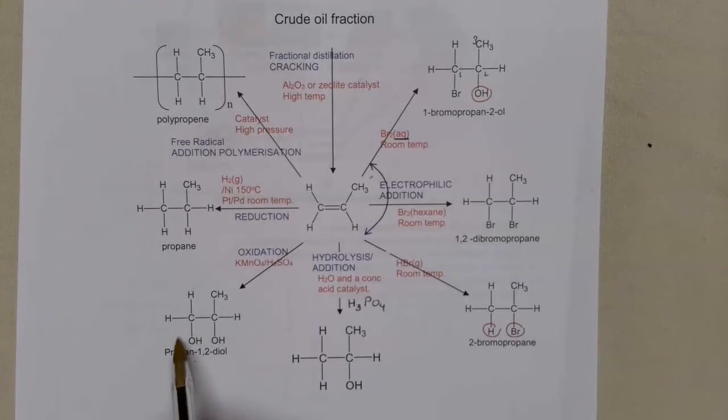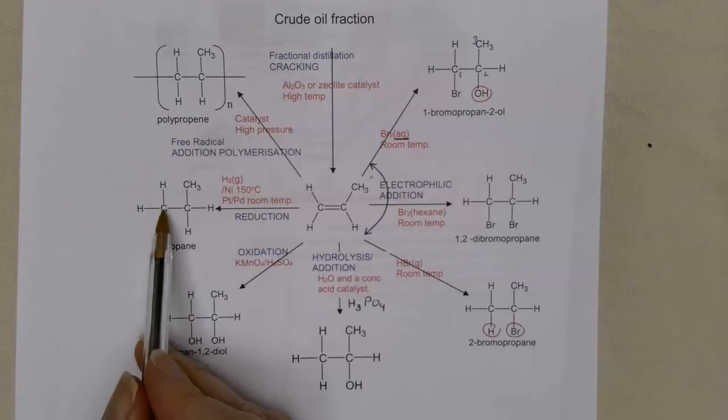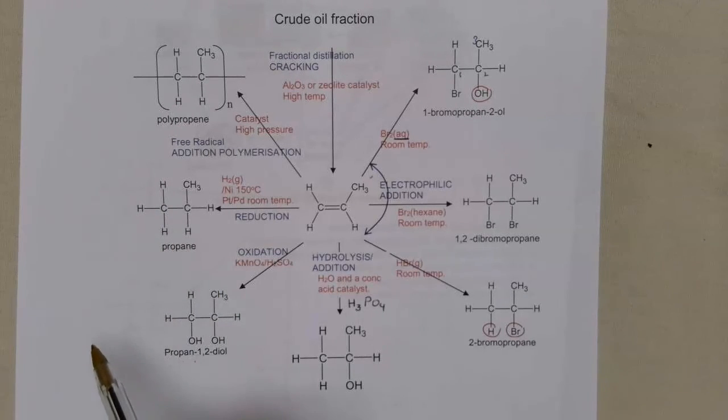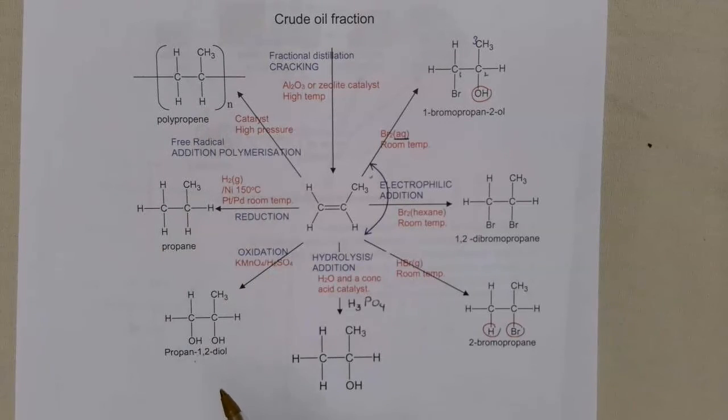We can get the diol by doing the oxidation reaction or addition reaction using acidified potassium manganate, and that will produce 2 OH groups, one on each carbon of the double bond. Reduction reaction, again, or a type of addition reaction. This is hydrogen and a nickel catalyst at 150 or a platinum palladium catalyst at room temperature, and you're adding hydrogens onto each of the carbons of the double bond. Last but not least, this addition polymerization, where you're adding across the double bond using catalyst and high pressure, and it's initiated by this free radical.